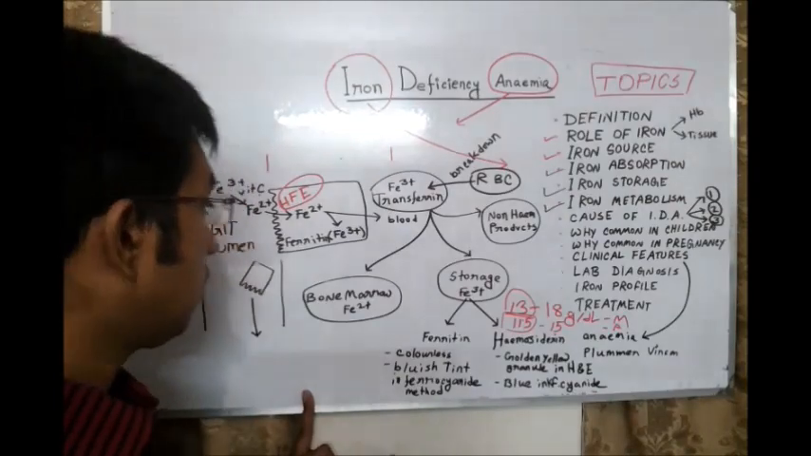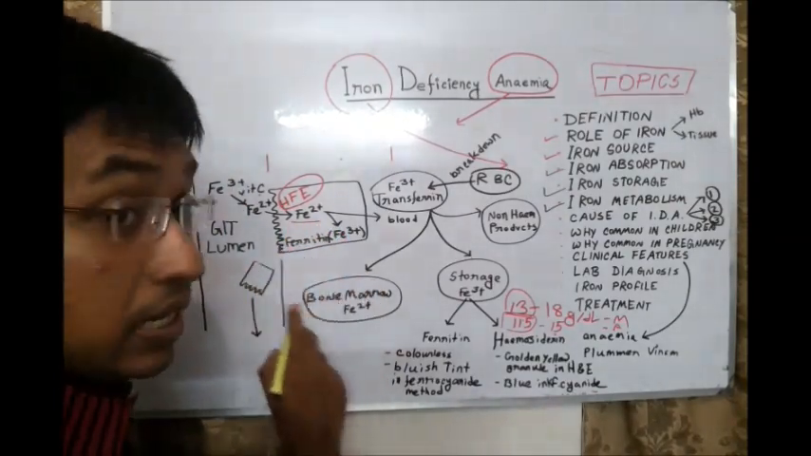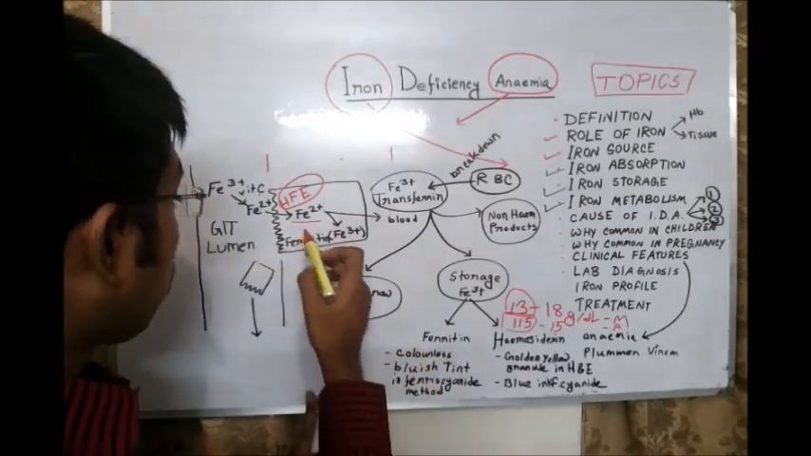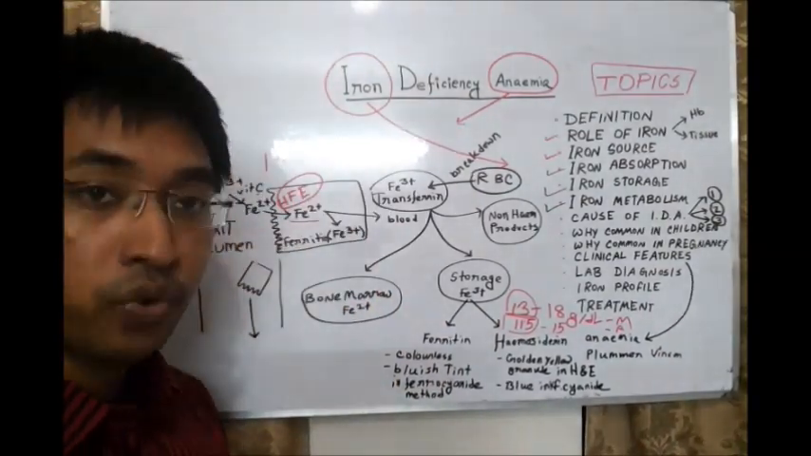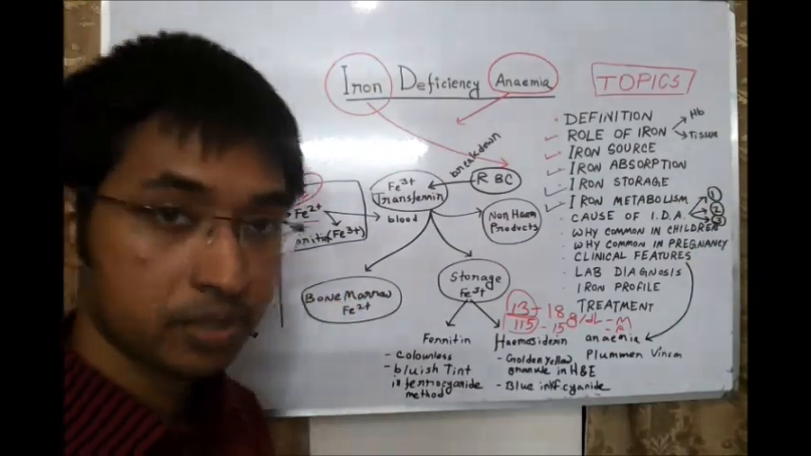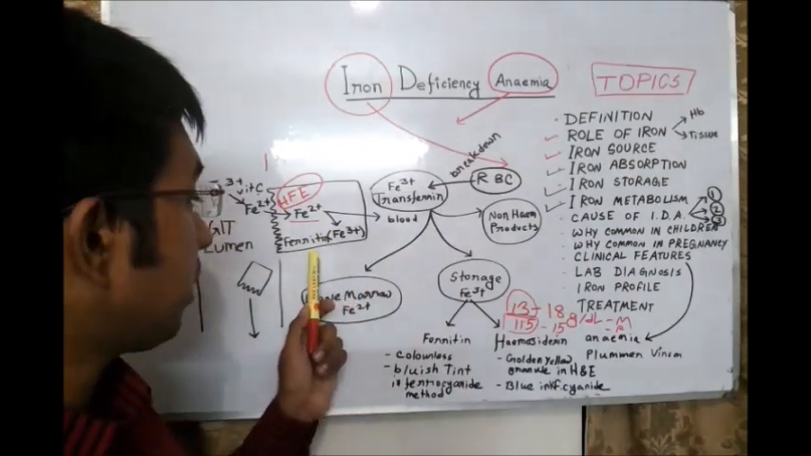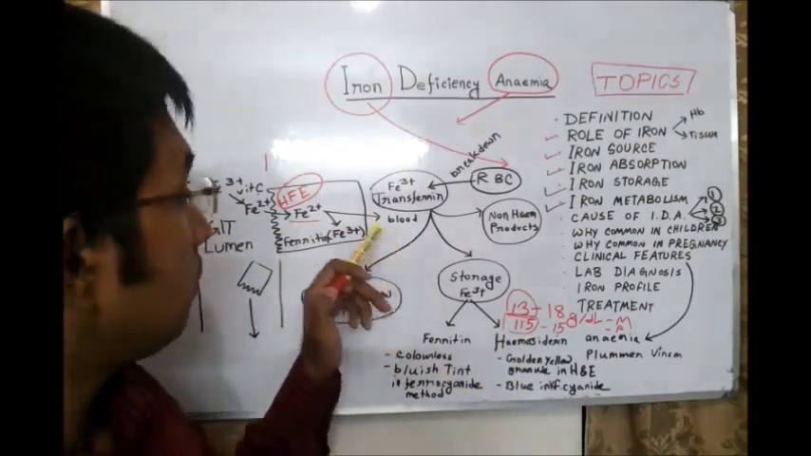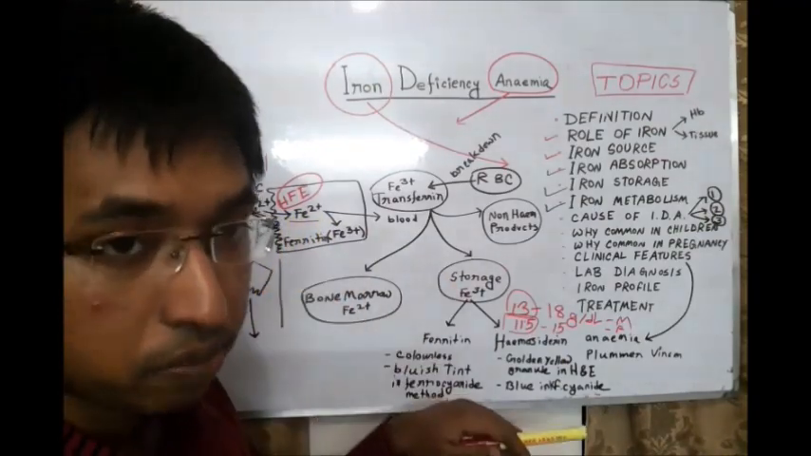Now this is important. After the ferrous iron is absorbed in the lumen, what will happen? Two things will happen. Most of the iron will be stored inside the lining epithelial cell itself. Yeah, so it will be stored by binding with a protein which is known as apoferritin, and they will make a substance known as ferritin. Okay, and that will remain inside the lining epithelial cell. It will not go to the blood.